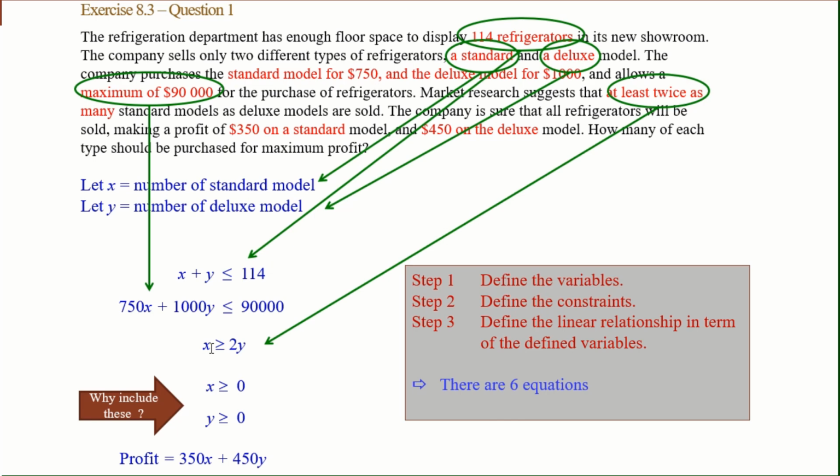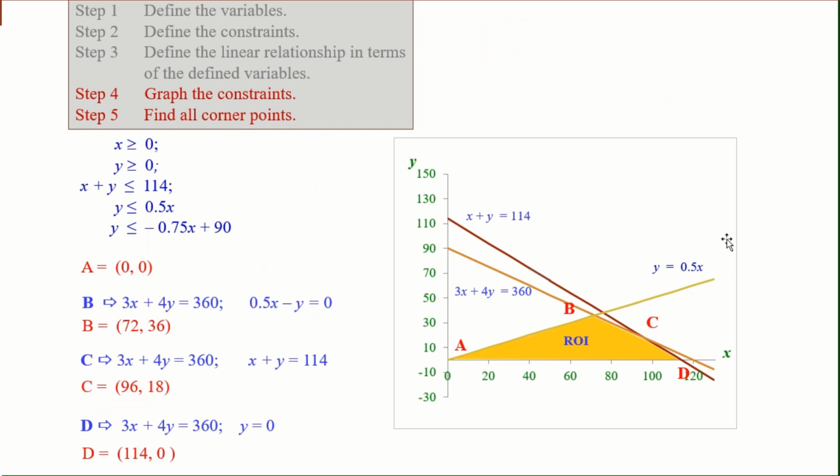Why do you have that? Because you cannot have a negative number of refrigerators. All right, then the last part is basically the profit equation. P is equals to 350x plus 450y. So you will graph all this, and this is the region of interest that you get.